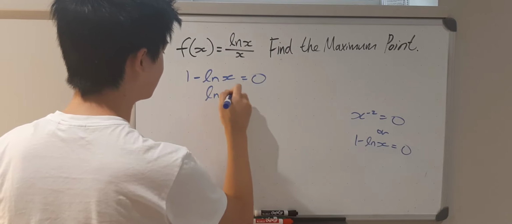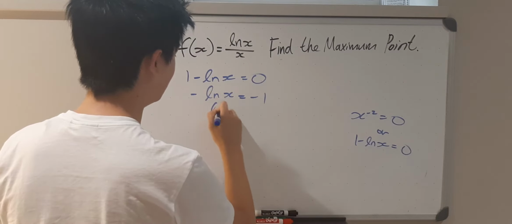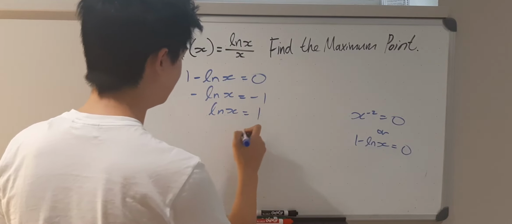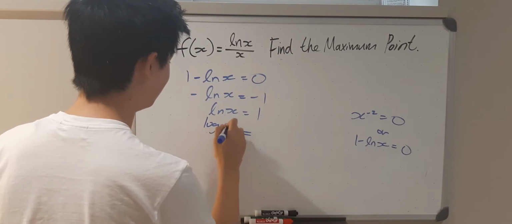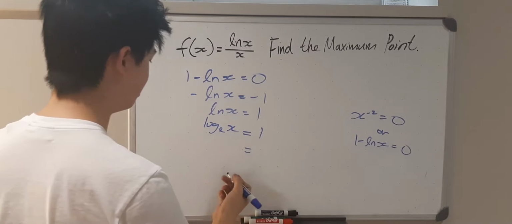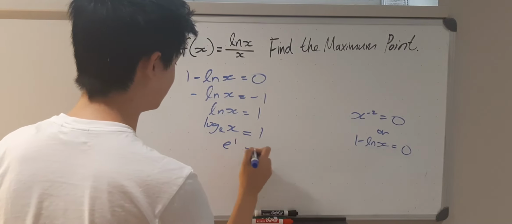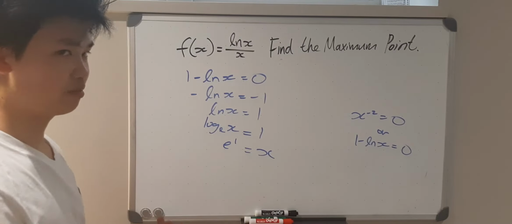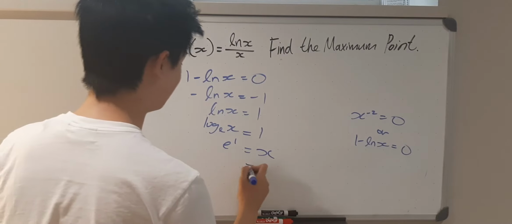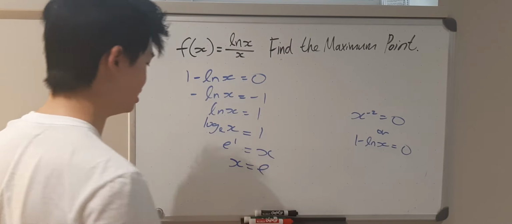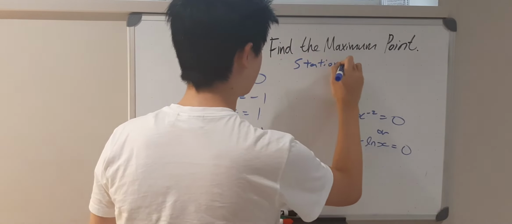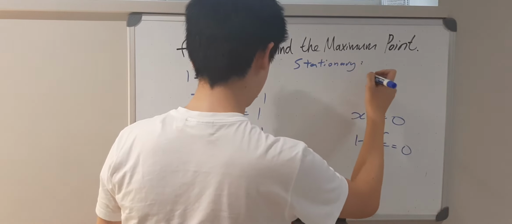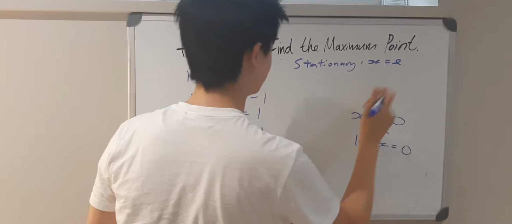So ln x equals 1. Now we know that ln x is log base e of x, and we can just do e to the 1 is equal to x. We're just transforming this back into an exponent. Therefore, x equals e. So we know a stationary point is at x equals e.